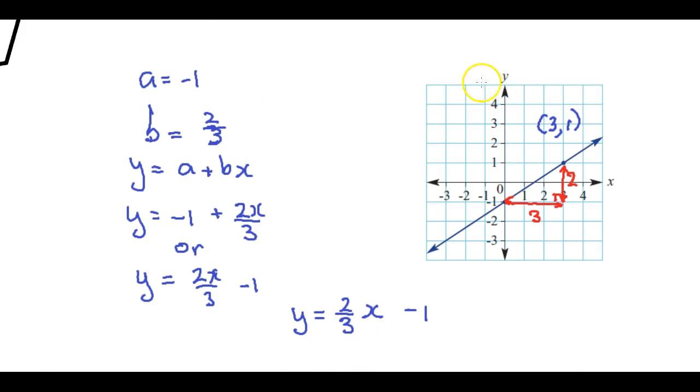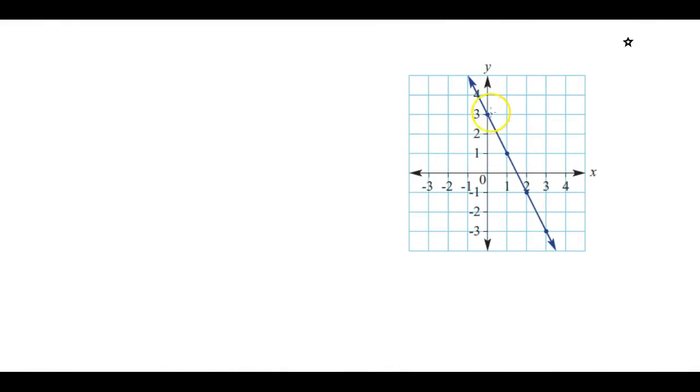Let's do another example. Here, the first step is to find the y-intercept. Here it is at 3. So a equals 3, the y-intercept. Now I've got a choice. I've got 2 points labelled with dots here clearly on the grid lines. I'm just going to use this first point. It doesn't matter which second point you use.